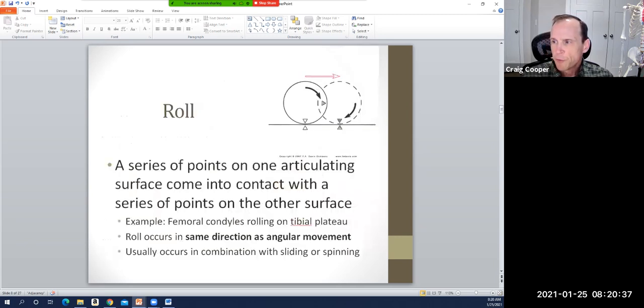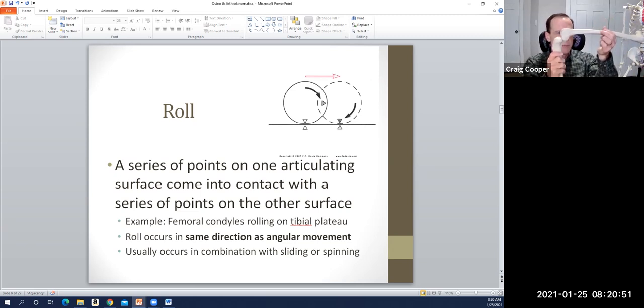All right, so just reviewing those motions, our roll is a series of points on one surface coming in contact with a series of points on another surface. And that's easiest always to see with the femur and the tibia. If I'm sitting down and I go to stand up, my femoral condyles have to roll on top of the tibia. Now, as they're doing that rolling motion, they have to slide backwards or else they're going to come apart. If I just kept rolling, I'd roll right up the front. And so as it's rolling anteriorly, the femur has got to slide posteriorly to stay in contact with the joint.